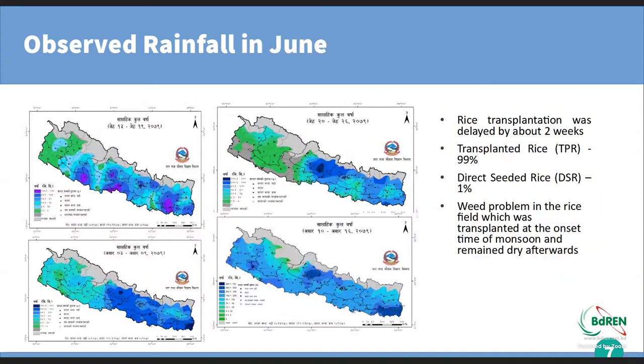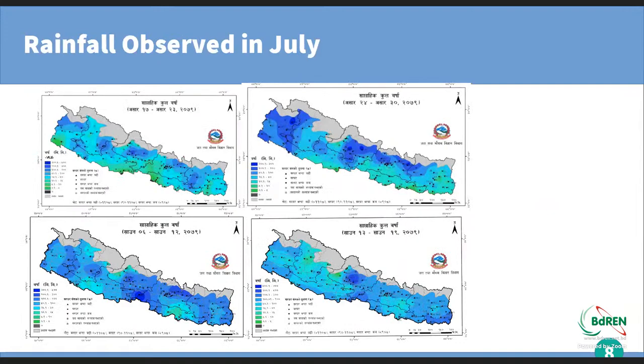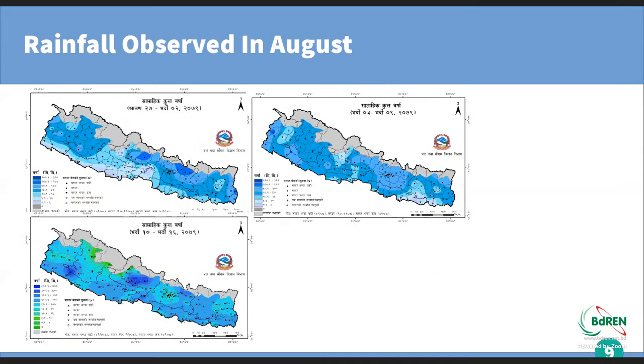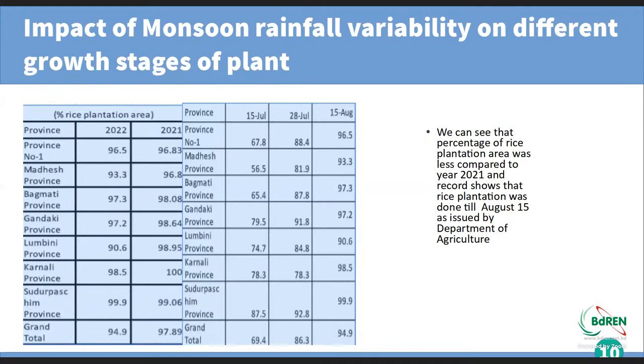And this is the observed rainfall in June. When we talk about rice transplantation, it was delayed by about 2 weeks. Transplanted rice was about 99%, and direct seeded rice, DSR, was 1%. There was also a problem because it remained dry for a prolonged period after transplanting. In July and August we can see these rainfalls, but as mentioned earlier, the below normal rainfall caused an issue in transplantation, and after transplantation a long dry period followed. You can see that the percentage of rice plantation area was less compared to 2021. Records also show that rice plantation was done up to August 15, as approved by the Department of Agriculture.